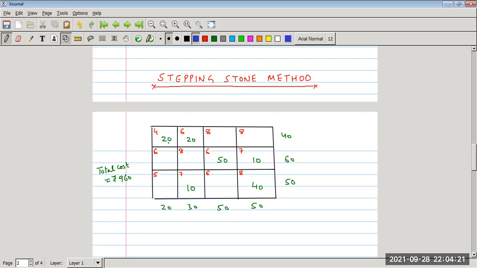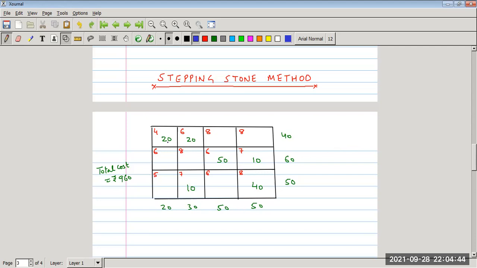The number of allocations should be m plus n minus 1. Counting: 1, 2, 3, 4, 5, 6. So the total number of allocations is 6. The number of rows is 3 and the number of columns is 4. So 4 plus 3 is 7, minus 1 is 6. So we get exactly m plus n minus 1 allocations.